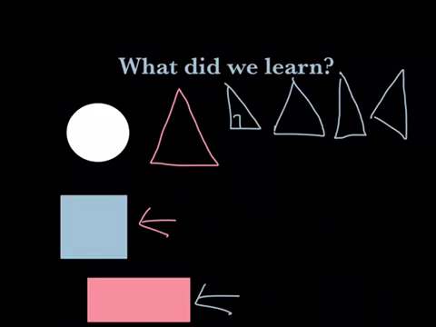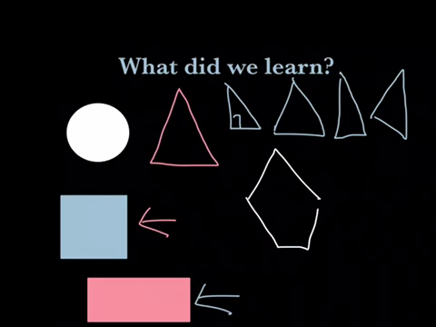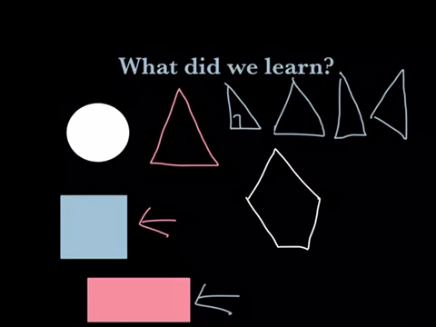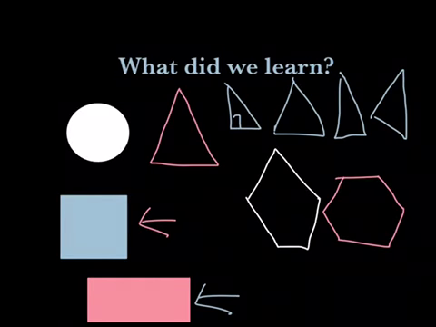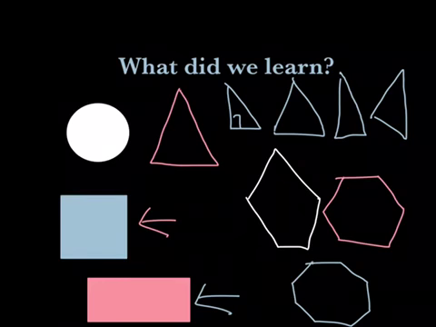The next shape that we learned was a shape that has 5 sides. And we found out that this shape is called a pentagon. After that, we learned about a shape that has 6 sides. And this shape is called a hexagon. The last shape that we learned was the same shape as a stop sign. Do you remember what it was called? That's right, this is an octagon.